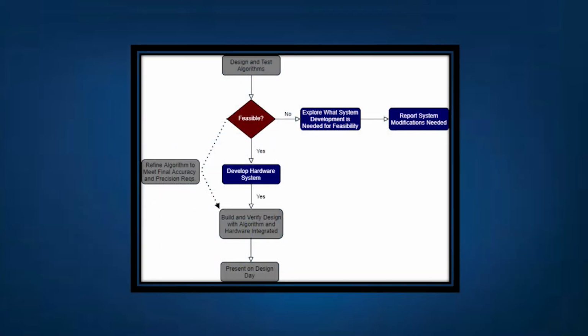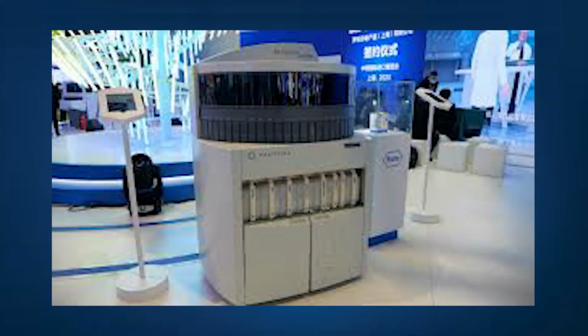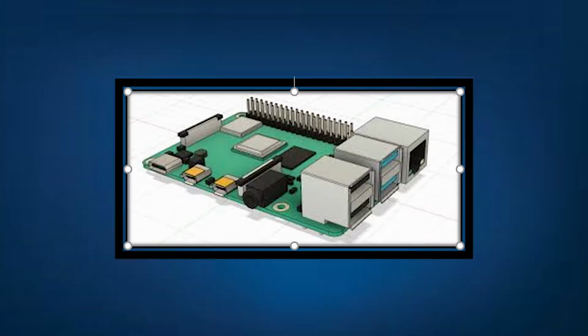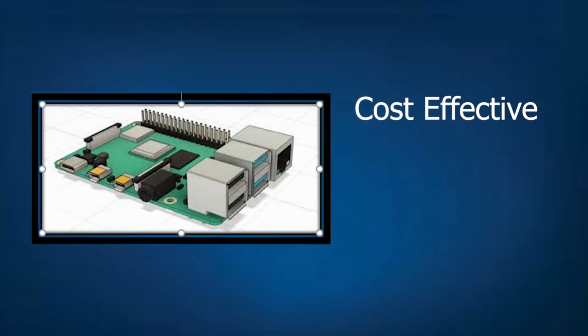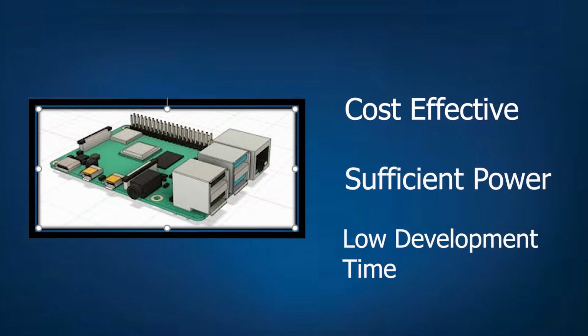After proving the algorithm to be feasible through our first deliverable at ISR1, we proceeded to the hardware design phase to integrate our algorithm with Roche's Benchmark Ultra through our system, which will plug into and work with Roche's current system. After various trade studies, we decided to use a Raspberry Pi as a processing unit for our system, as it is cost-effective, provides sufficient processing power, and it drastically lowers development time.